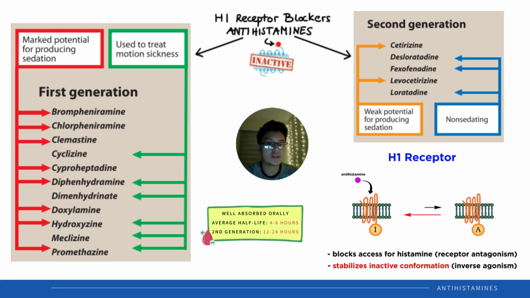Now let's switch gears and talk about the drugs that block the action of histamine, starting with H1 receptor blockers. These H1 receptor blockers are classically referred to as antihistamines. The H1 receptor blockers can be divided into the older or first generation agents and the newer or second generation agents. These agents act as inverse agonists, meaning they bind to the H1 receptor on a target tissue and stabilize its inactive conformation.